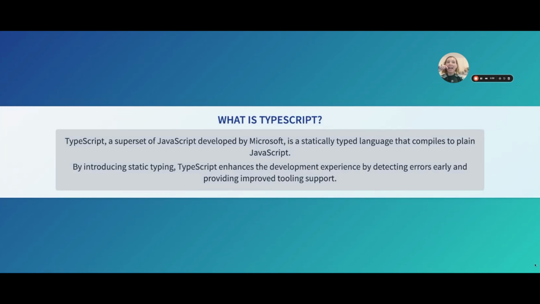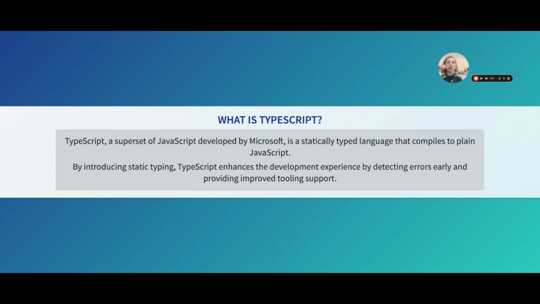So, what exactly is TypeScript? Imagine a building or a house without any blueprint. It's going to be chaos, right? So, TypeScript is like a blueprint for JavaScript. It's a superset, which means it includes all JavaScript features plus static typing. This catches errors while you code, not when users see a broken app.